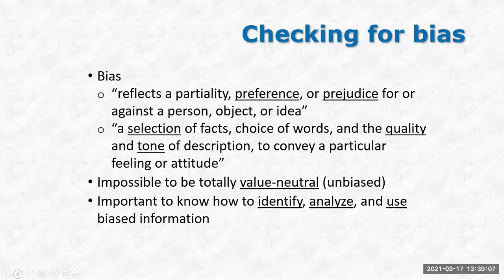You probably have heard of this sometime before in your schooling. Maybe a teacher in a class has said that it's impossible to be totally neutral. We all have biases, right? It just depends on what degree we have them. And so it's important to know how to identify and analyze and use biased information. One way to do this is to make sure you consult a variety of resources. It can be very specific. It depends on whatever topic, right?